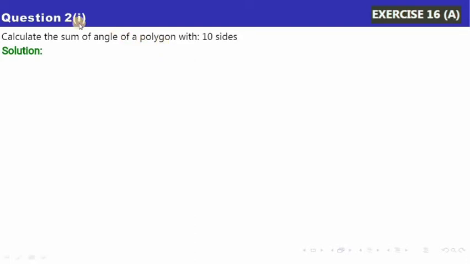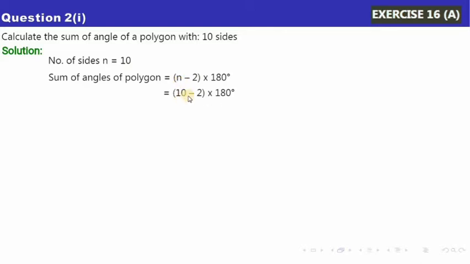I'm taking question number 2.1, which says calculate the sum of the angles of a polygon with 10 sides. Here n denotes the number of sides, so n equals 10. Angle means interior angles, and the formula is (n minus 2) into 180 degrees. N is 10, so 10 minus 2 is 8, and 8 into 180 becomes 1440. So the sum of the interior angles of a polygon with 10 sides is 1440 degrees. You may pause the video and note down your solution.